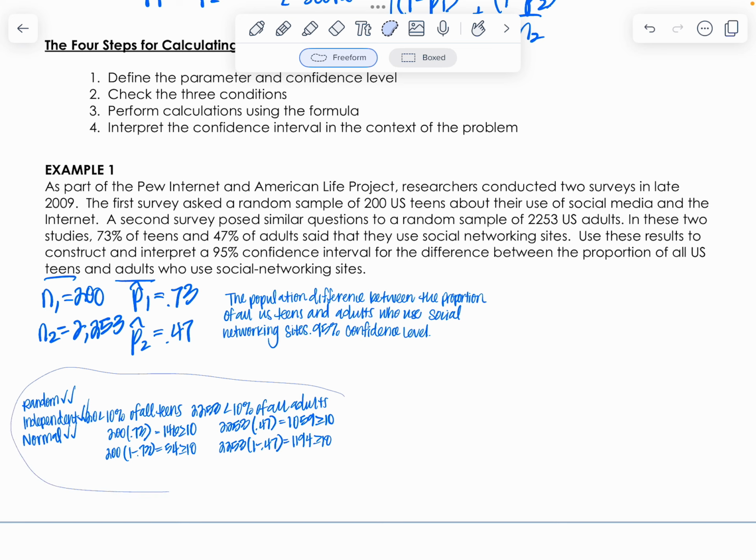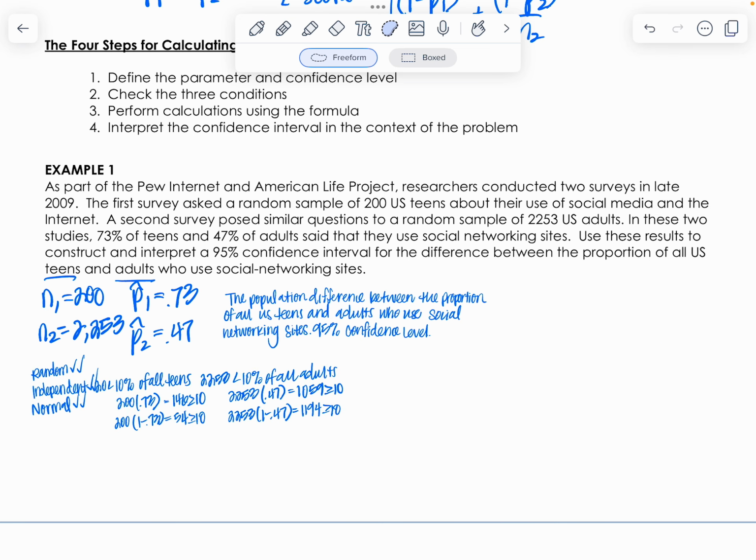Okay, so now we have defined our parameter. We've checked off our conditions. Let's do our calculations. So we start with P1 minus P2, so 0.73 minus 0.47, plus or minus.